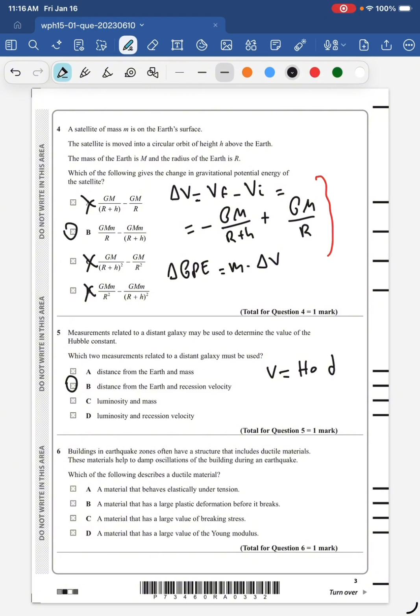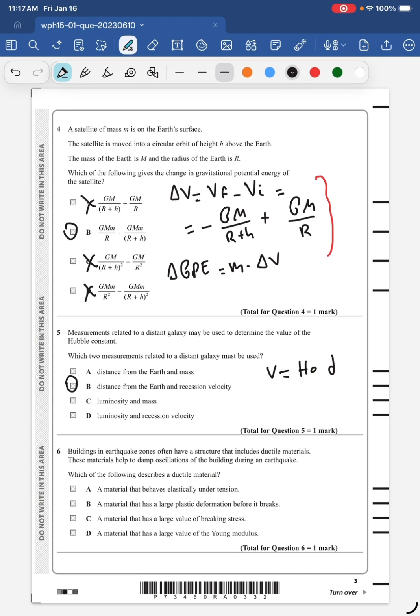Buildings in earthquake zones often have a structure that includes ductile materials, and I have to comment here that I actually live in an area of the world where we have frequent earthquakes, not severe ones. Usually in Cyprus you have earthquakes at the 5 or 6 Richter scale, so it's not terrifying. This is not Japan, where I think they have earthquakes of 7, maybe 8 Richters or something.